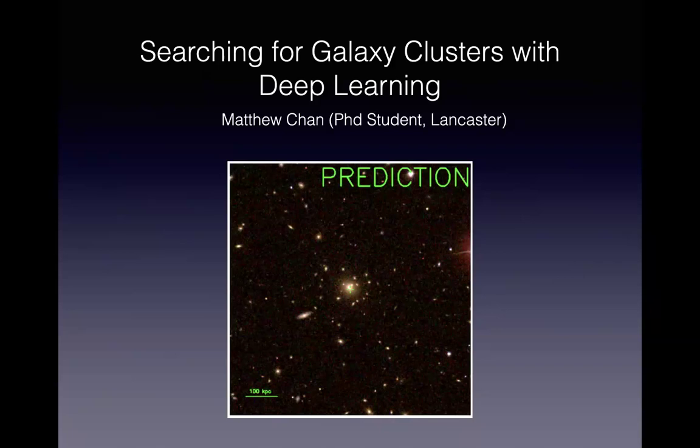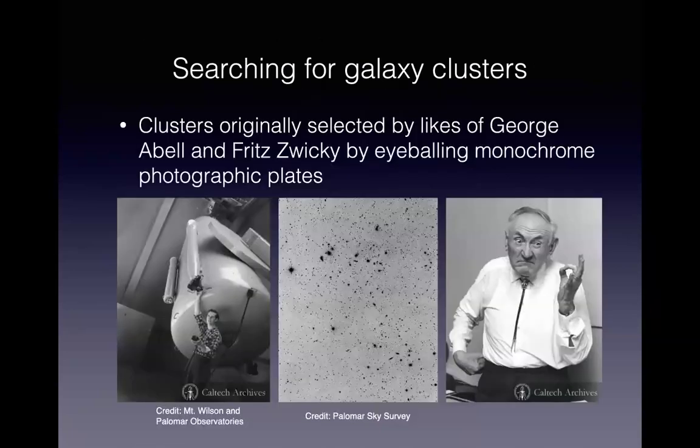Okay, so this is an example of the algorithm. That there is a galaxy cluster, and you can see that it's predicted there is a galaxy cluster there. Clusters were originally selected by people like George Abell and my favorite astronomer, Fritz Zwicky, by eyeballing monochrome photographic plates like this one. This was from Palomar Observatory, making these photographic plates, and you can look through and find overdensities of galaxies.